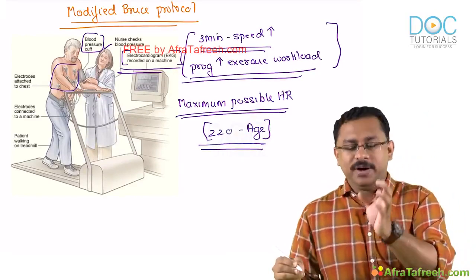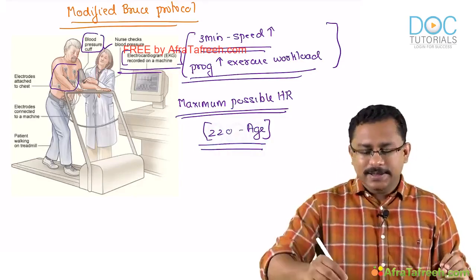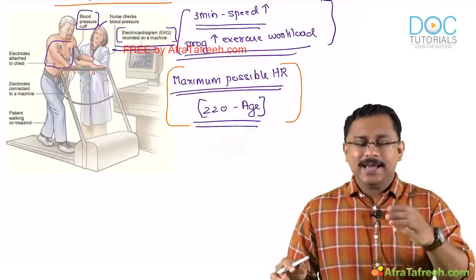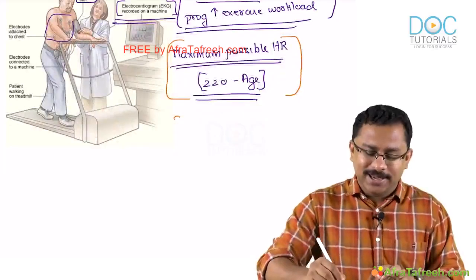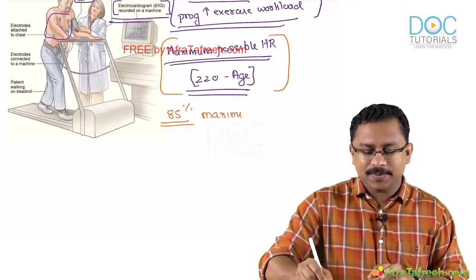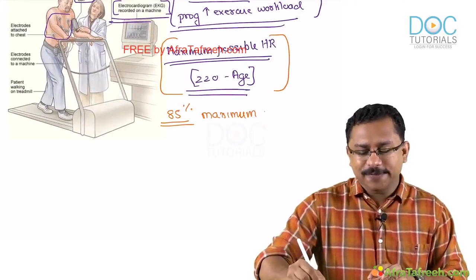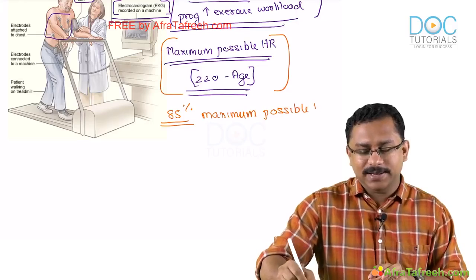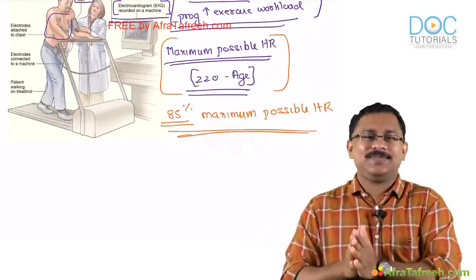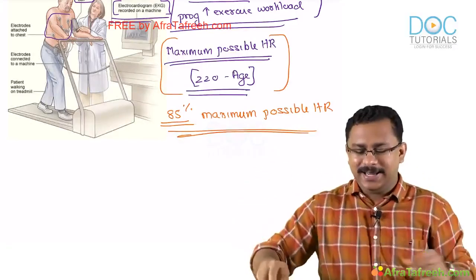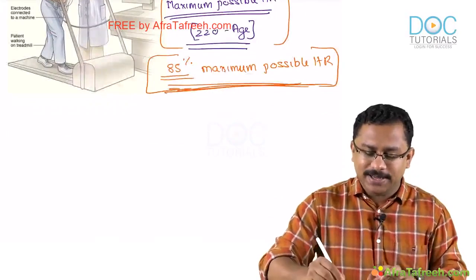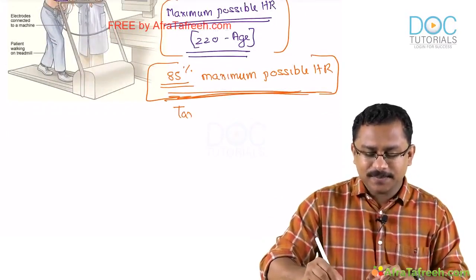So when you do this modified Bruce protocol, the basic principle is that the maximum possible heart rate of an individual is 220 minus age, and in this treadmill test you are trying to attain 85% of the maximum possible heart rate. You will be checking whether the patient has achieved that target. That 85% of the maximum possible heart rate is what you call the target heart rate.